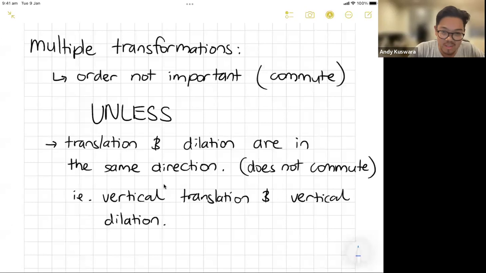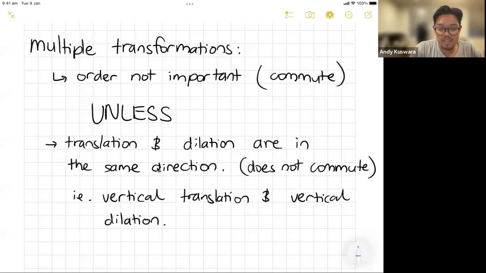There's one case where it is important, and that's when the translation and the dilation are in the same direction. So, for example, I might move something down a little bit, and then I'll vertically dilate it. If it's two things in the same direction, so here vertical translation and vertical dilation, it won't work. Anything else, where I can do any other combination as long as I'm not dilating and translating in the same direction, you should be fine.